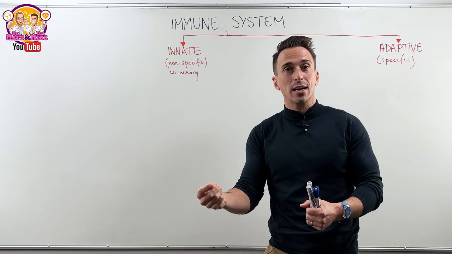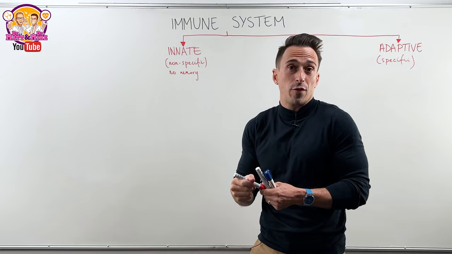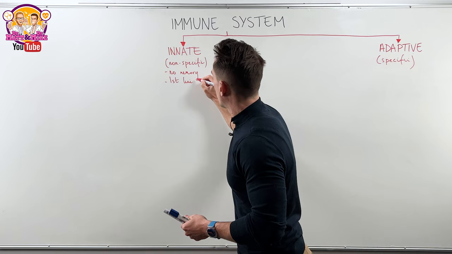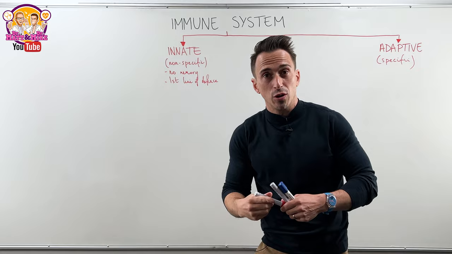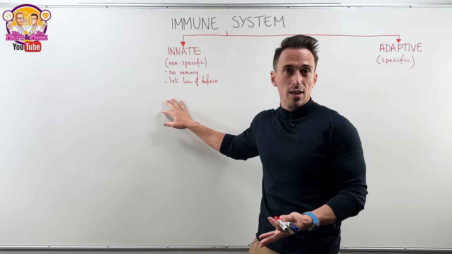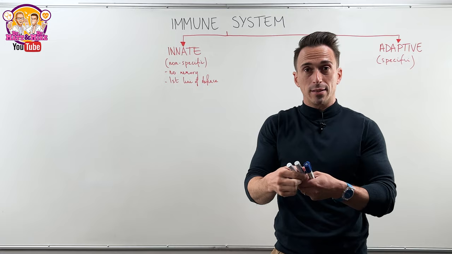The other thing is that it's the first line of defense, and this makes total sense, especially when we think about the analogy I just used. Walls, doors, windows, roof, and so forth. They're the first line of defense. So let's now focus a little bit more on the innate system because there's two more arms of the innate system that we should focus on. So the first of which is the external division.